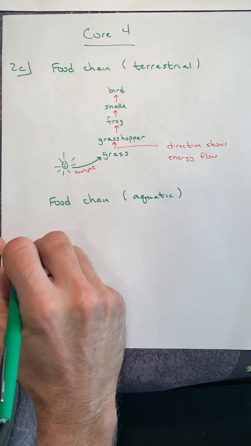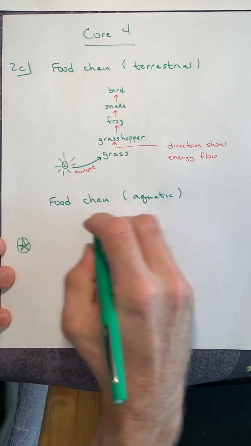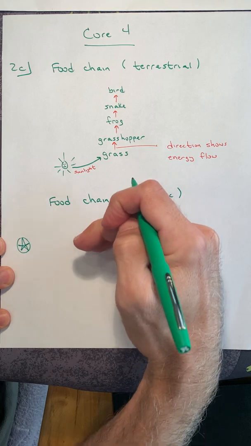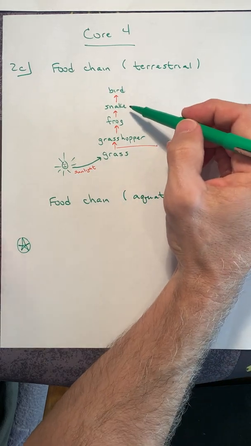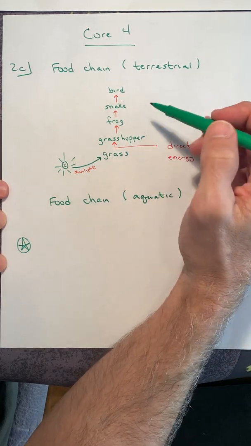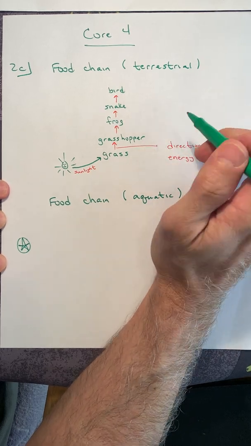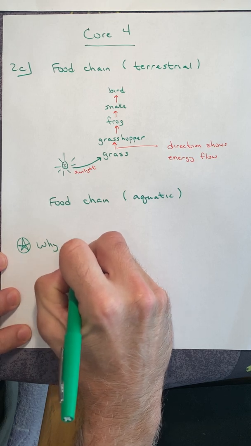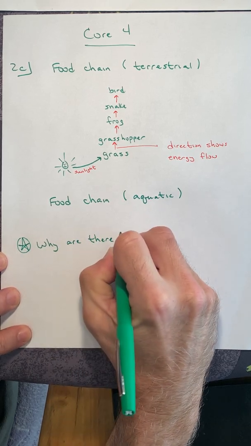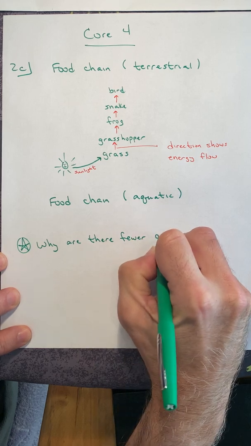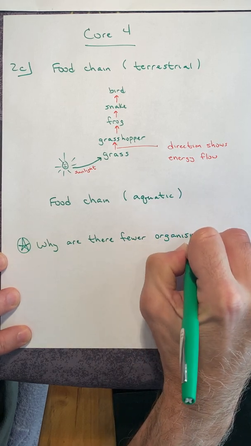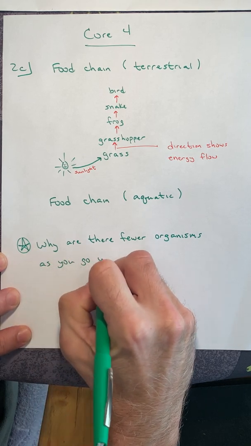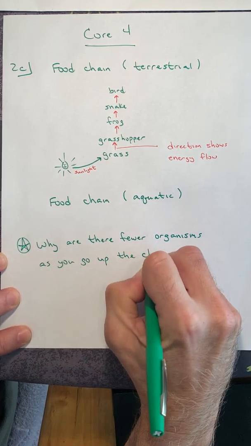And then what we need to be sure to address, same thing on this aquatic food chain, is to show the sequence of the organisms. Make it a minimum of 4, hopefully 5. Really look up real examples. And what I want you to address is why there are fewer organisms as you go up the food chain.